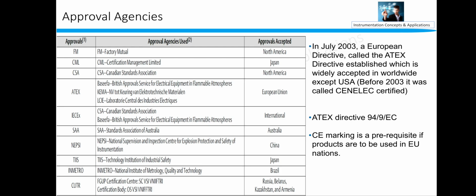The standard followed for hazardous area classification in ATEX is ATEX directive 94/9/EC. If any equipment is ATEX approved, then there must be a CE marking on that approval. I will show you the typical standard marking of these instruments, then you will have a good idea.